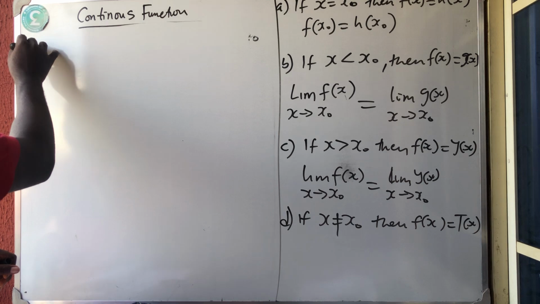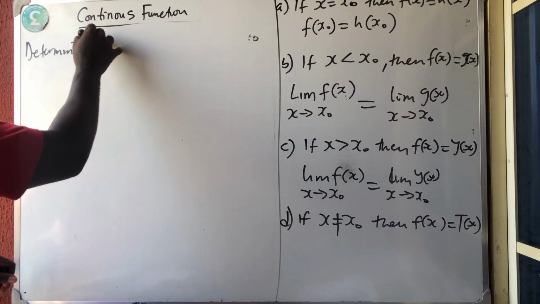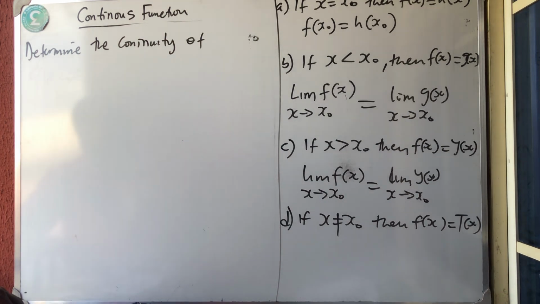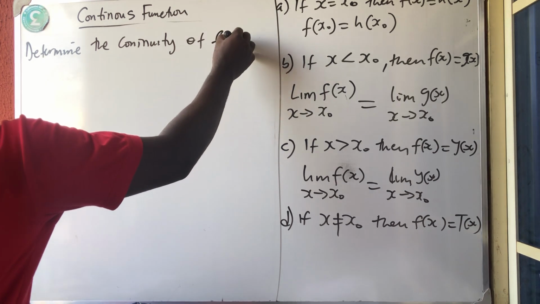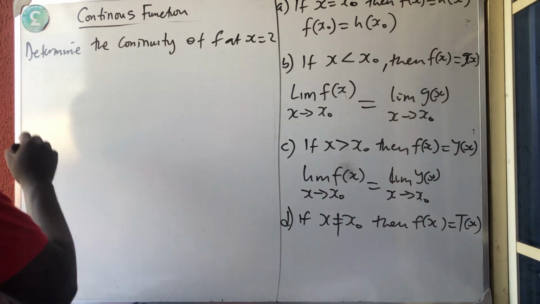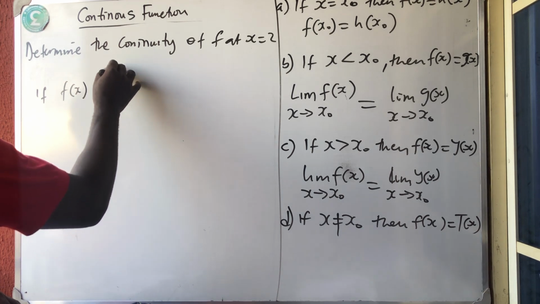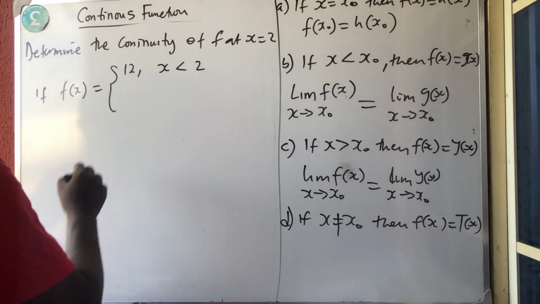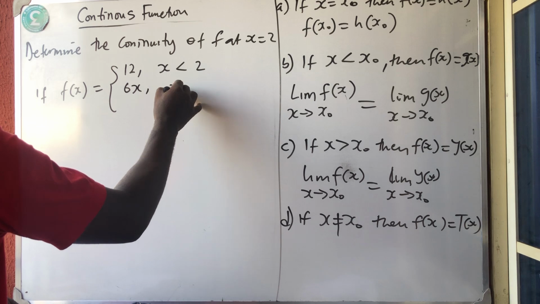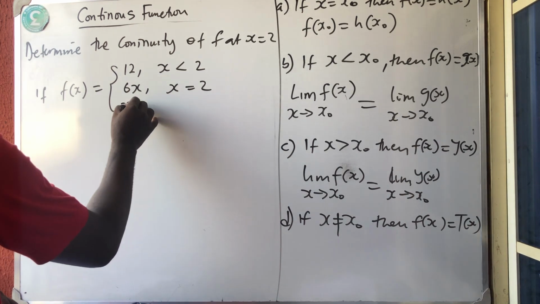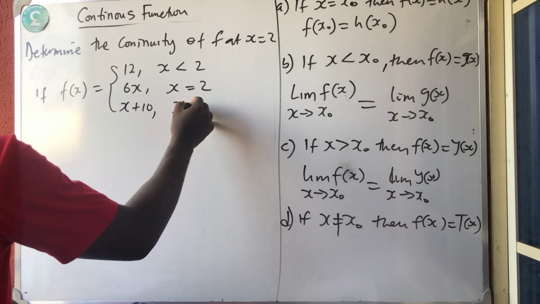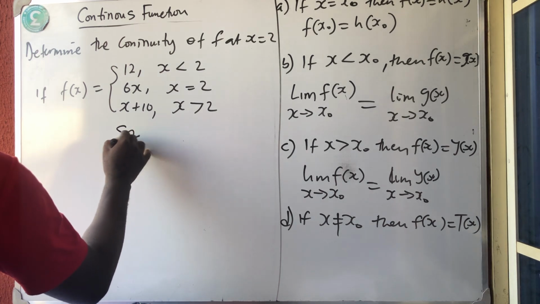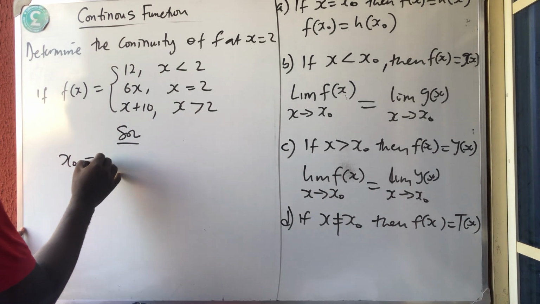Let's take a question. Determine the continuity of f at x equal to 2, if f of x is equal to 12 when x is less than 2, is equal to 6x when x is equal to 2, and is equal to x plus 10 when x is greater than 2. So let us check the solution. Here we have that our x naught is equal to 2.